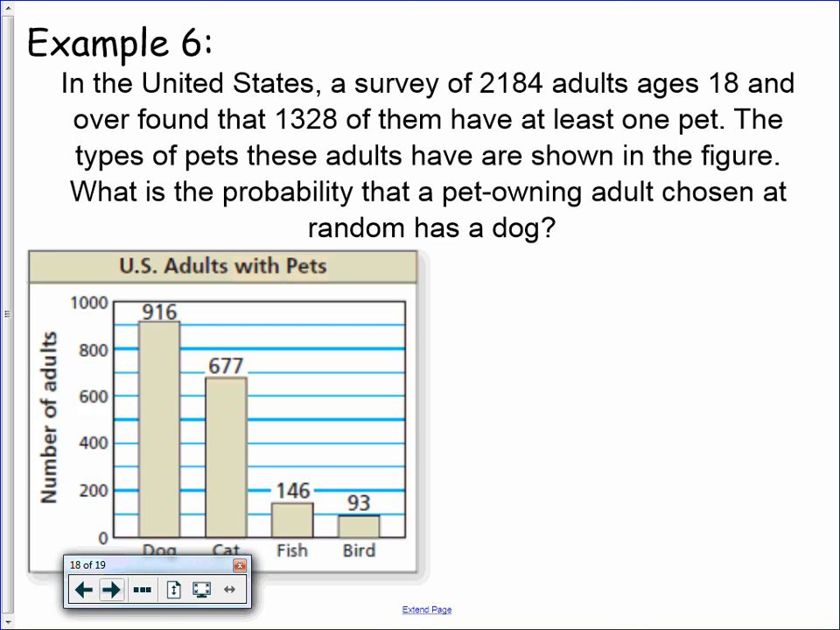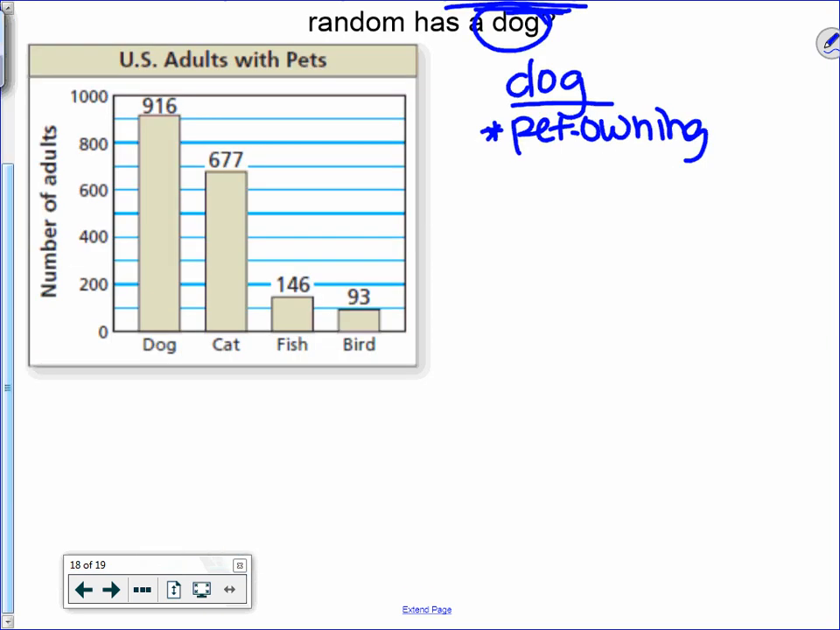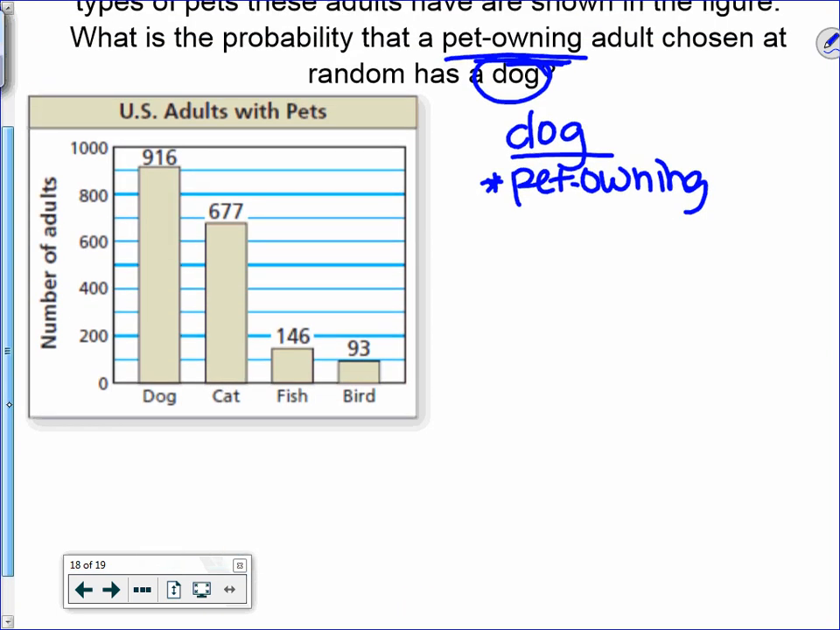So let's read this question again. It says, the types of pets these adults have are shown in the figure. What is the probability that a pet-owning adult chosen at random has a dog? So we want to find the probability that they have a dog out of the pet owning adults. So we don't want to take out of all of the adults. We want to talk about only the 1,328 of them that have at least one pet. That's what makes them pet owning. Okay, so looking at this here, we've got a dog, a cat, fish, bird.